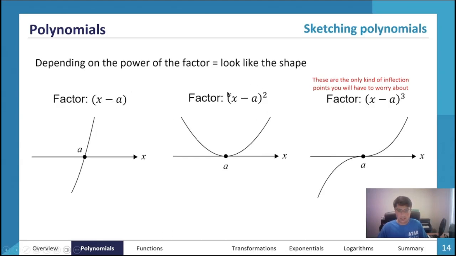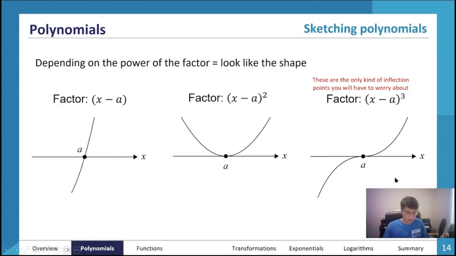If we have that factor raised to the power of 2, so it's a quadratic factor now, then the graph is going to come down and approach a at the x-axis. It's going to touch a and then come back the same way it came from, so it's kind of like a quadratic. Now, if the factor is raised to the third power, that's when we get a stationary point of inflection. Like I said before, they're the only kinds of inflection points you're going to have to worry about, the stationary kind.